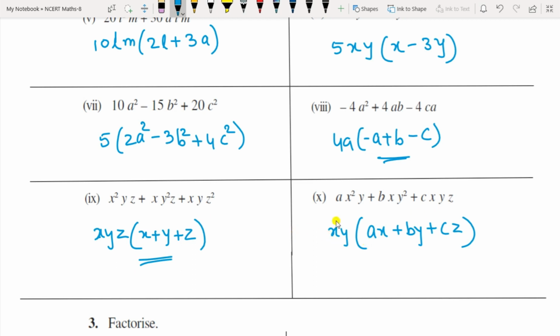Okay, this is a x square y plus b xy square plus c xyz. So xy is common in all the three terms. So the remaining is ax plus by plus cz.